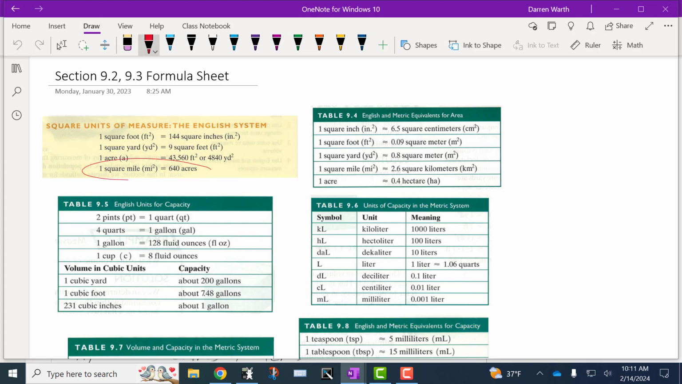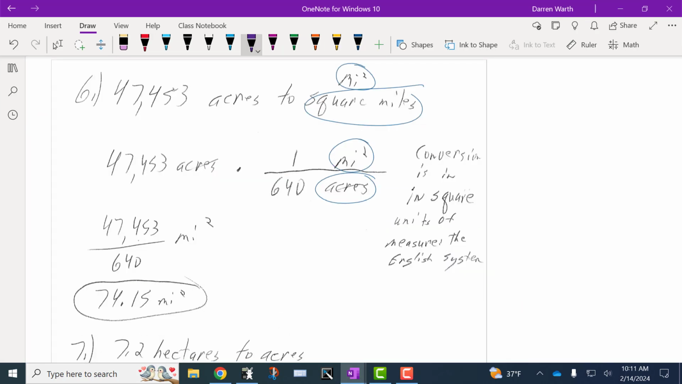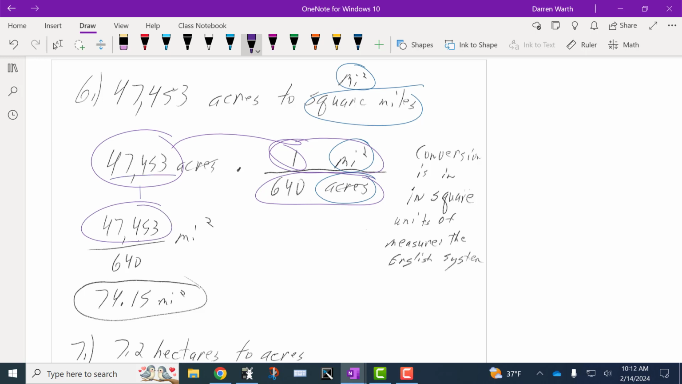It says that 1 square mile equals 640 acres. Go back to our problem. On our problem right here, we're going to fill that in. So 1, which was by the mile, goes next to mile squared, and 640 is by the acres. Go ahead and multiply those two together. So I take 47,453 times this 1, I get 47,453. And then remember, this is over 1, so I take 1 times 640, I get 640. Your acres are going to cancel, and you're left with your miles squared.